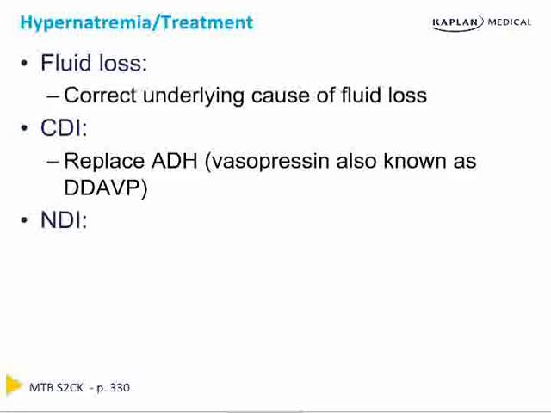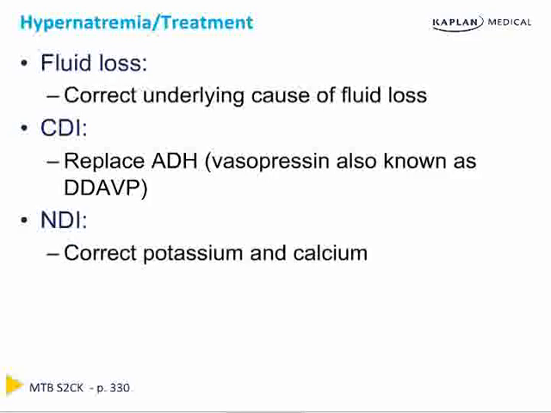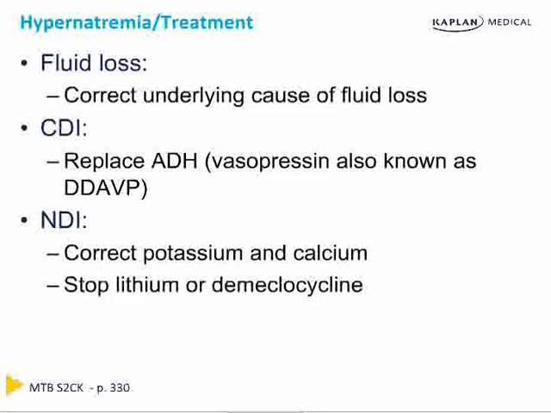If after diagnostic workup, you determine that the patient has nephrogenic diabetes insipidus, the treatment is a little less straightforward and also a little less effective, unfortunately. The first thing to do is to correct the underlying electrolyte disorders. Often potassium and calcium are deficient in patients with nephrogenic DI, so you have to replace those if you need to. Additionally, you'll want to stop any medications that are associated with causing nephrogenic diabetes insipidus. Again, the most likely offenders that you're likely to see are lithium or demeclocycline.